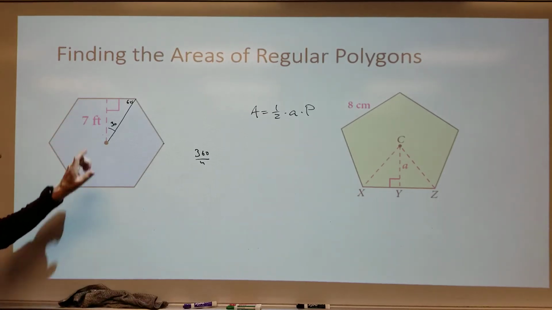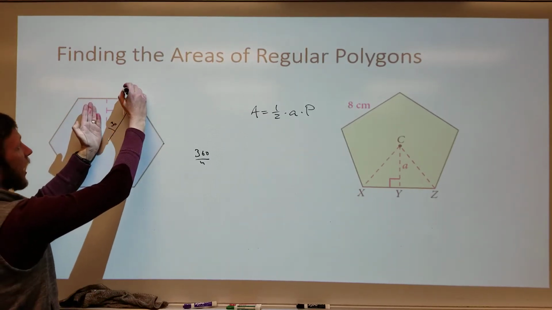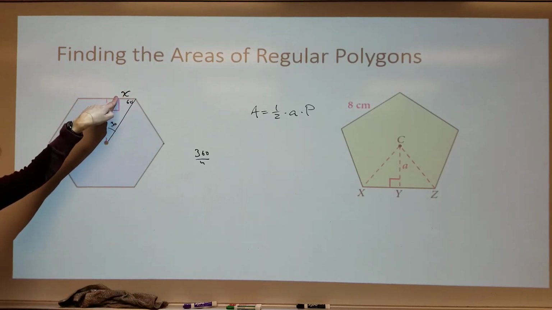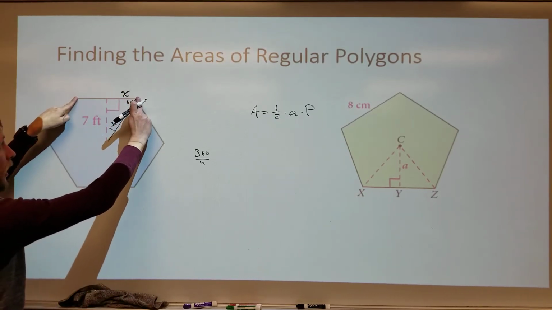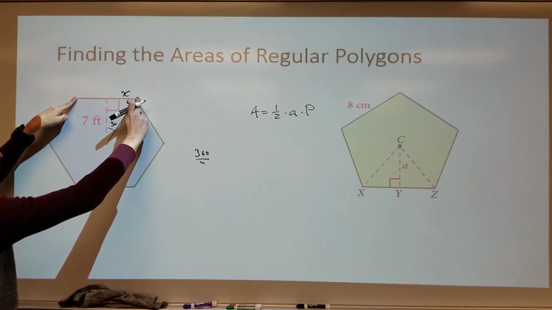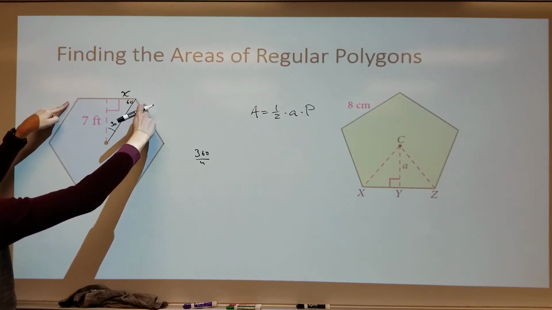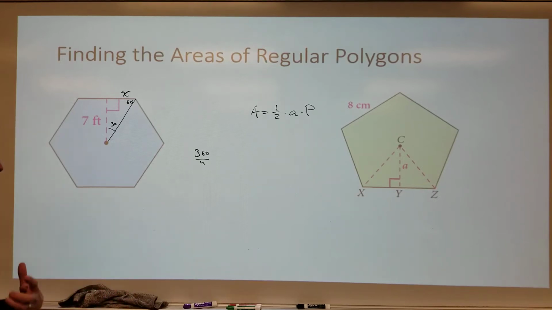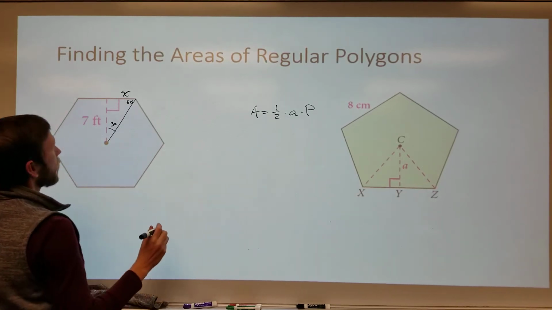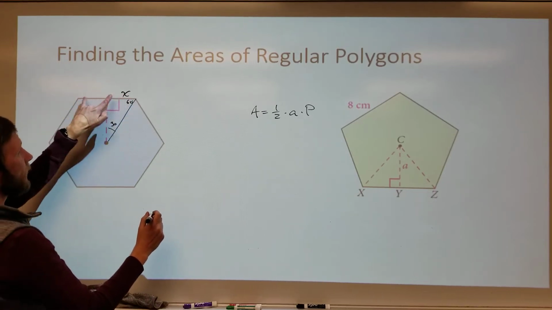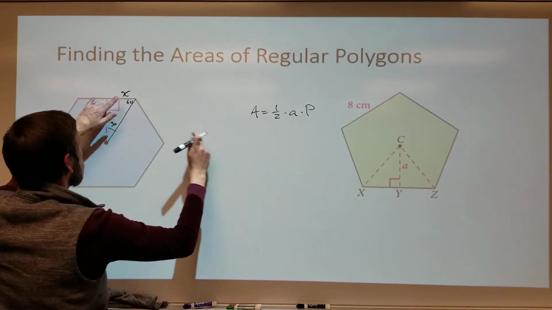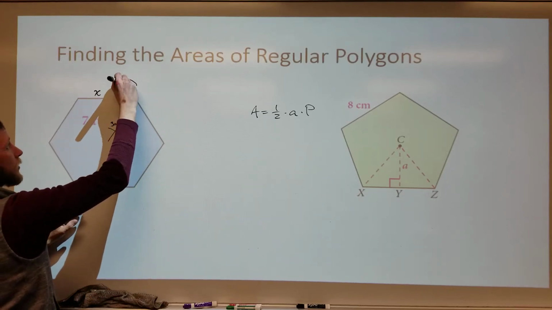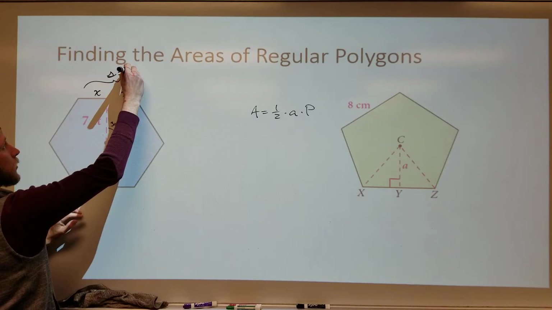So what I mean by that is we are going to try to figure out what this value is right here. If I know this, then I know the length of the side because I just double it. This is 2x, the side. And if I know one side, then I can multiply by 6 to get the total perimeter of that polygon. So I have the apothem. I need to find the p-value, the perimeter. And the perimeter is going to be 6 times the length of a side, and a side is 2x.